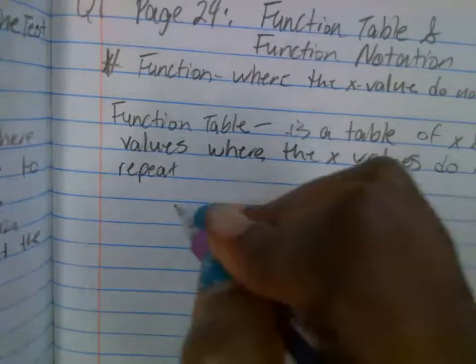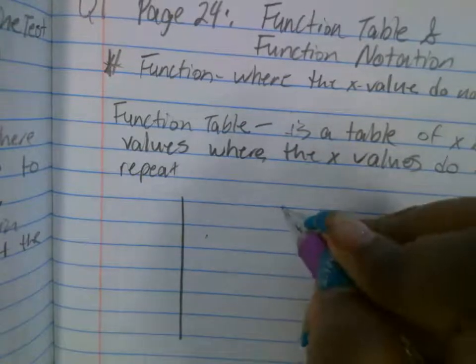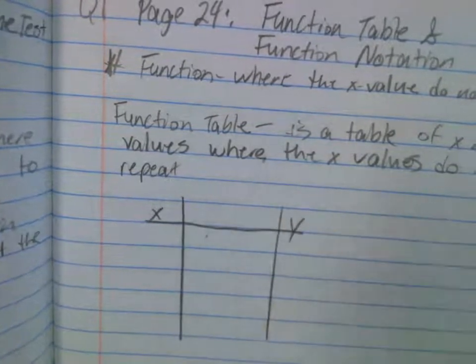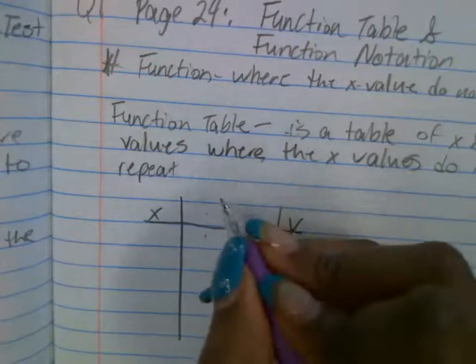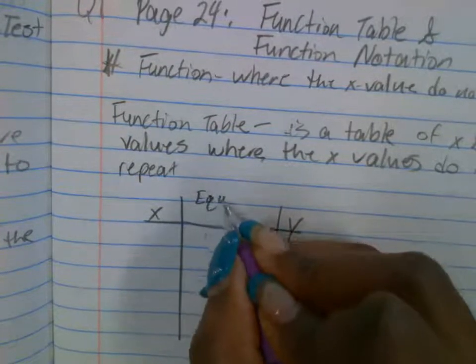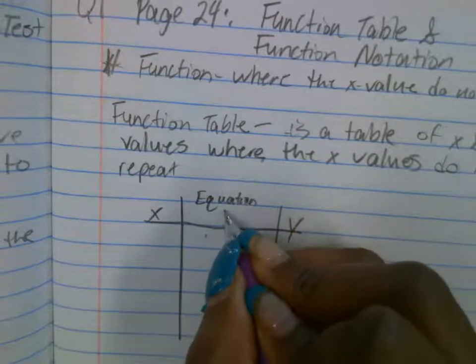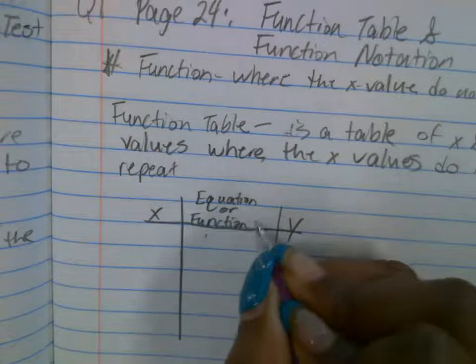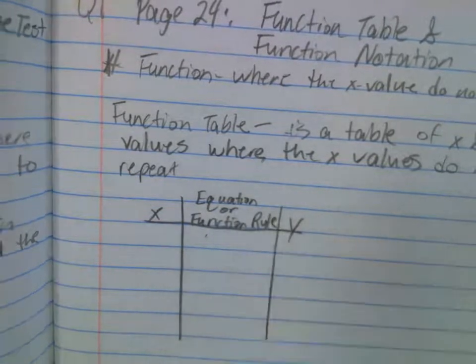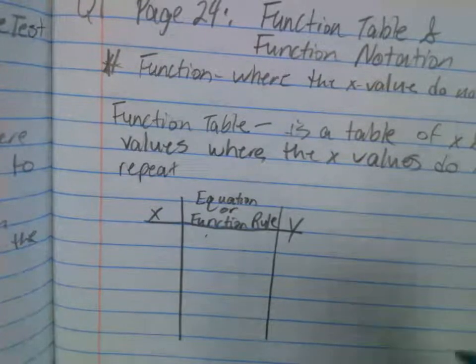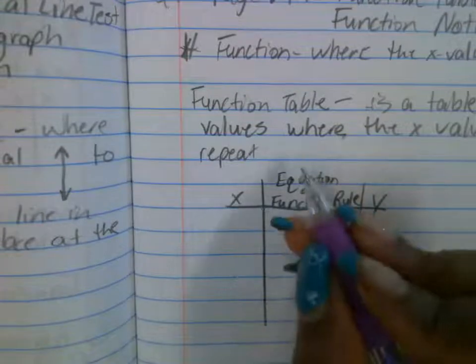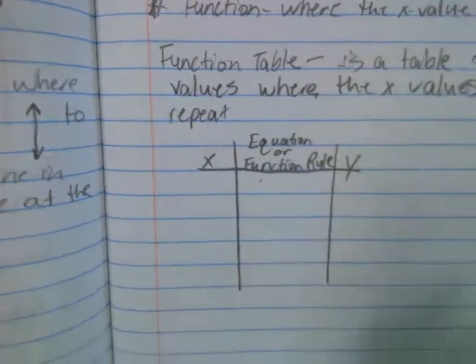All right. So now this is what a function table looks like. Sometimes you'll just get an x and y like we did yesterday. And sometimes you'll see an equation or a function rule in the middle. Sometimes you'll see that. Okay? Y is equal to something or whatever the case may be. And I'm going to give you an example.